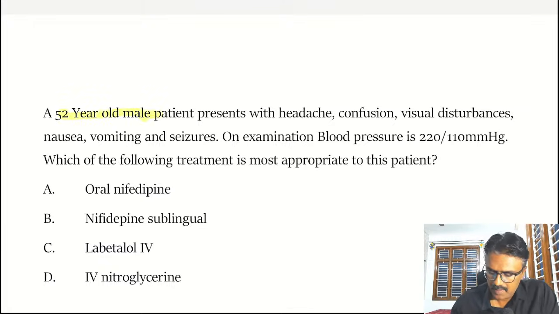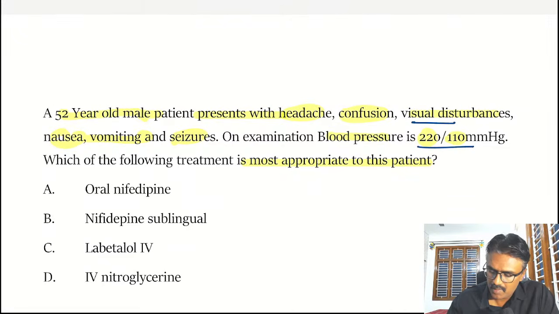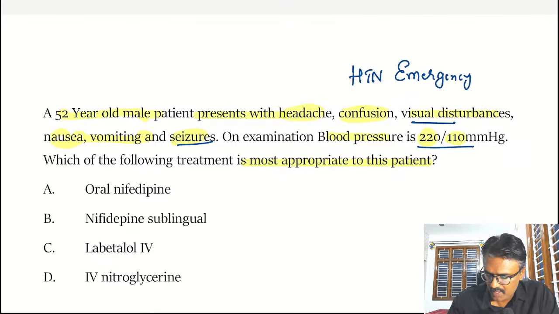A 52-year-old male presents with headache, confusion, visual disturbances, nausea, vomiting, seizures. Blood pressure is 220/110. Which of the following is the most appropriate for this patient? What do you think? 220/110, visual problem, seizures. So I will say the patient is having a hypertensive emergency. There is end organ damage. So what drug will you prefer?